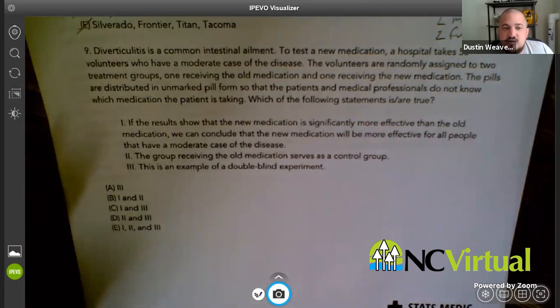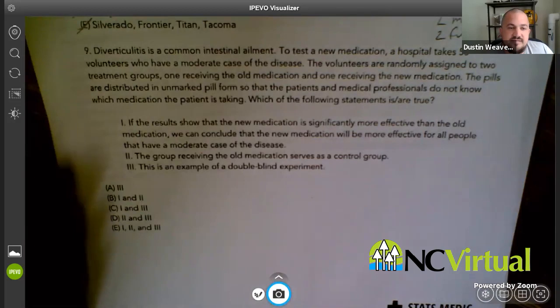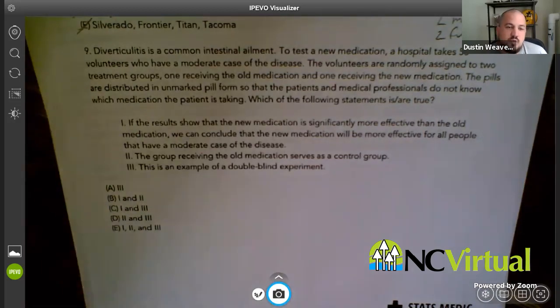Diverticulitis is a common intestinal ailment. To test a new medication, a hospital takes 50 volunteers who have a moderate case of the disease. The volunteers are randomly assigned to 2 treatment groups, one receiving the old medication and one receiving the new medication. The pills are distributed in unmarked pill forms so that the patients and the medical professionals do not know which medication the patient is taking. Which of the following is true?